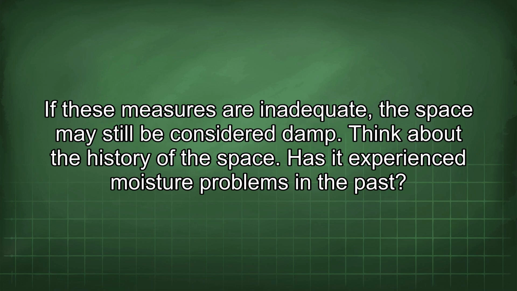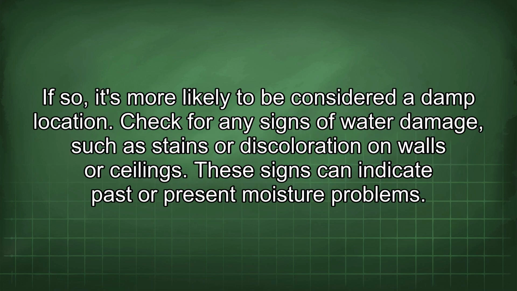Think about the history of the space. Has it experienced moisture problems in the past? If so, it's more likely to be considered a damp location. Check for any signs of water damage, such as stains or discoloration on walls or ceilings. These signs can indicate past or present moisture problems.